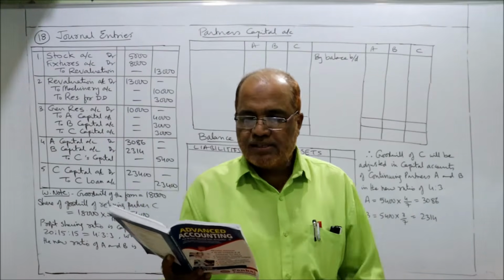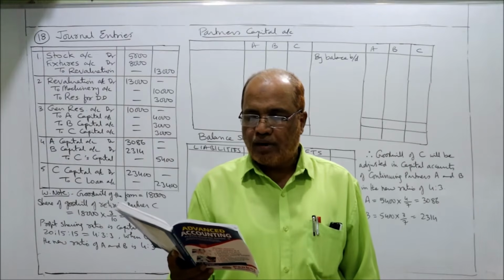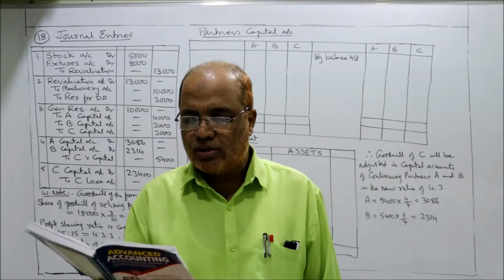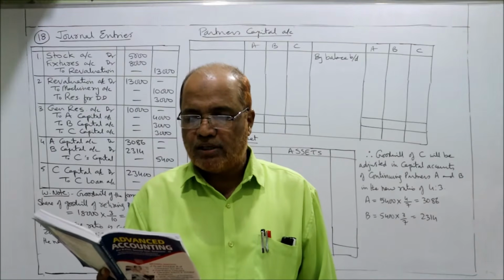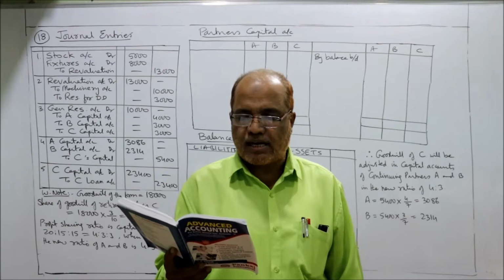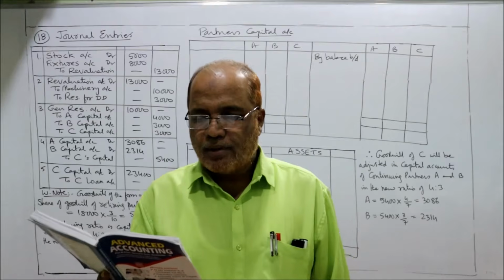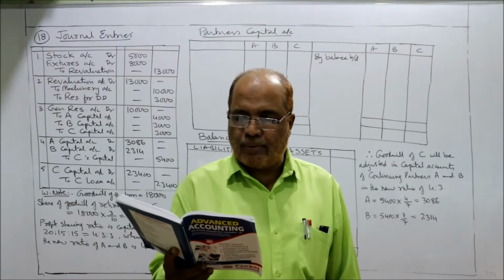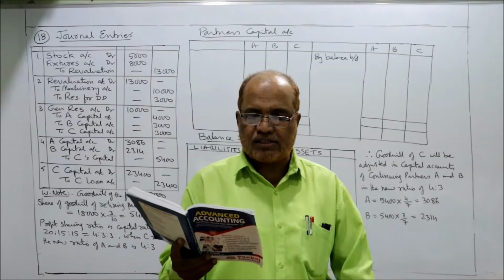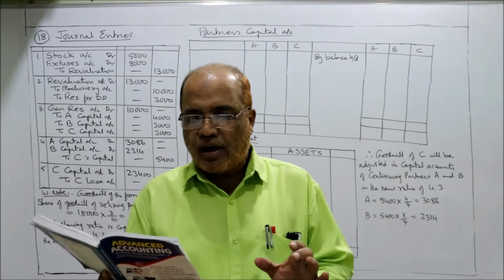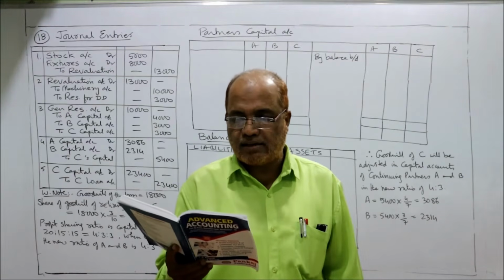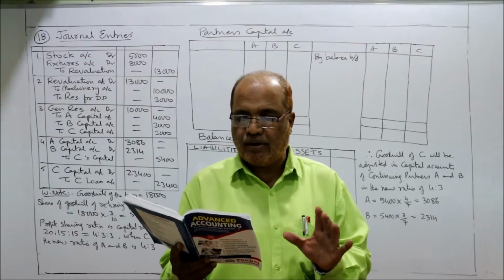On that date, C retires from the firm. And for this purpose, the goodwill of the firm has been valued at rupees 18,000. Stock has been revalued at 20,000, machinery 15,000, fixtures 10,000 and a reserve of 3,000 for doubtful debts has been agreed to be created. Pass journal entries to give effect to the above and show the balance sheet of A and B after C's retirement. So we are required to pass the journal entries and the balance sheet of A and B after C's retirement.